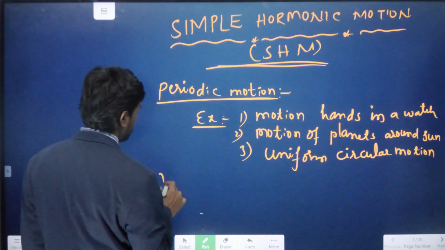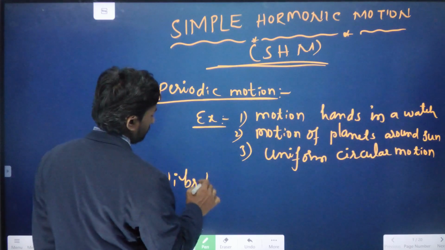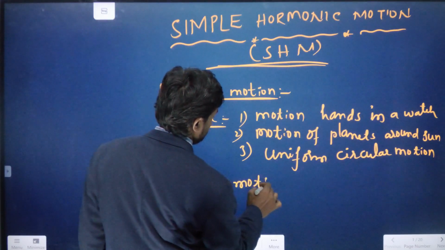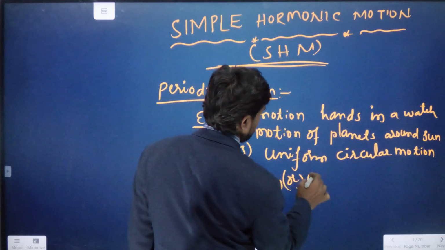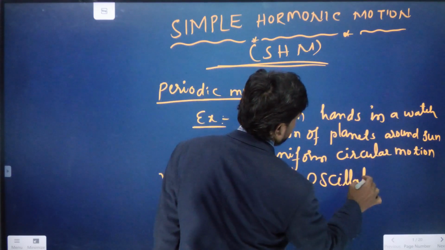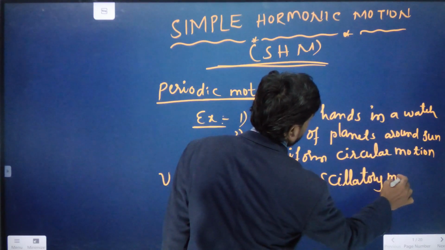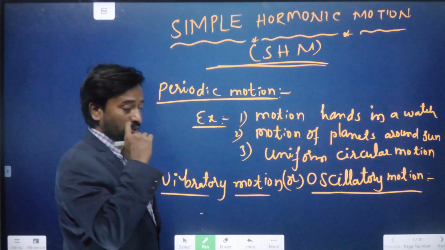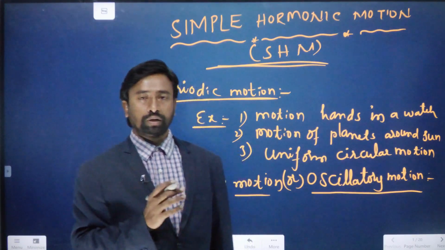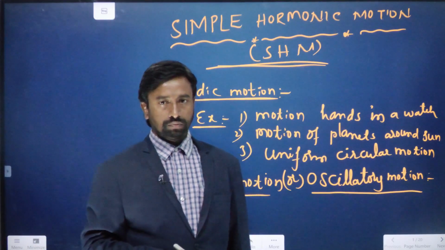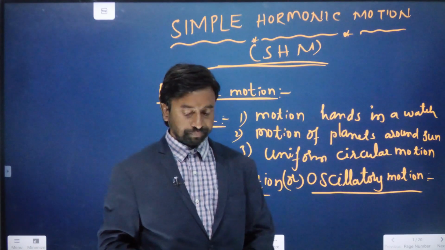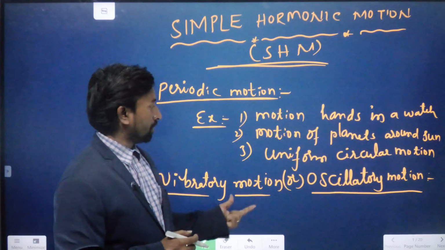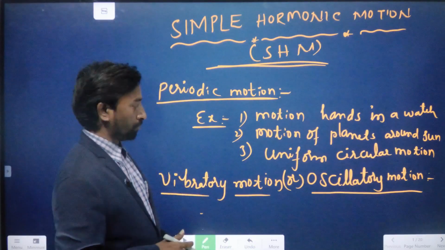So now the next type of motion we'll see is vibratory motion or oscillatory motion. Vibratory or oscillatory motion means the motion of an object vibrating about a fixed point, to and fro, back and forth. The motion of an object which has one complete to and fro or back and forth motion is called oscillatory or vibratory motion. We can take the example of a swing.